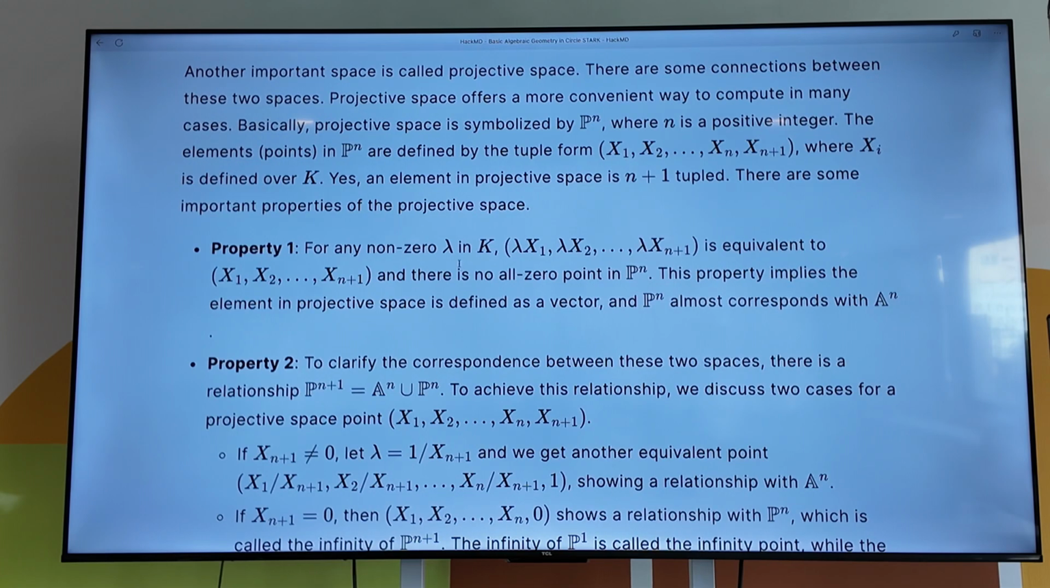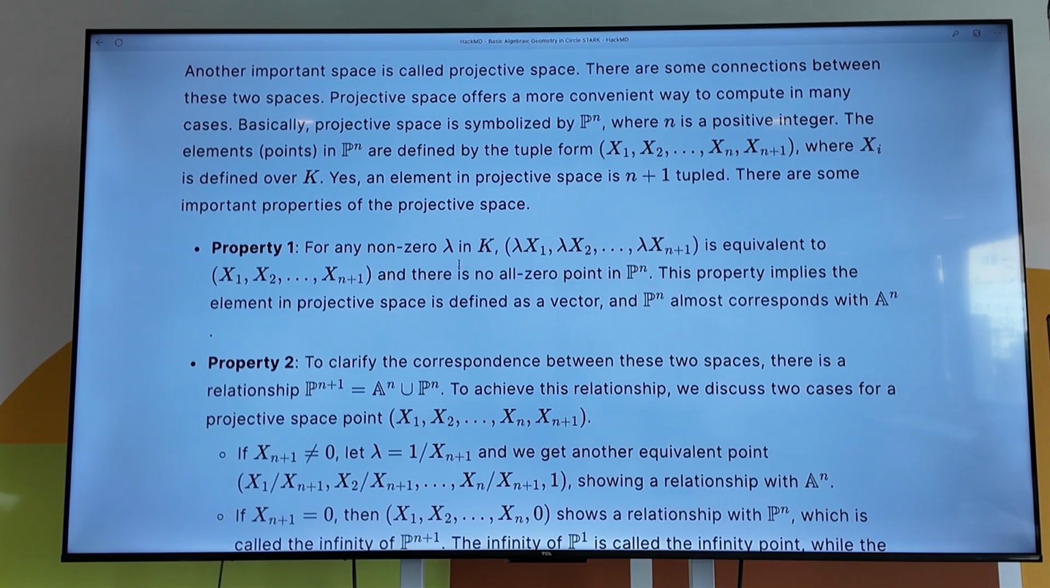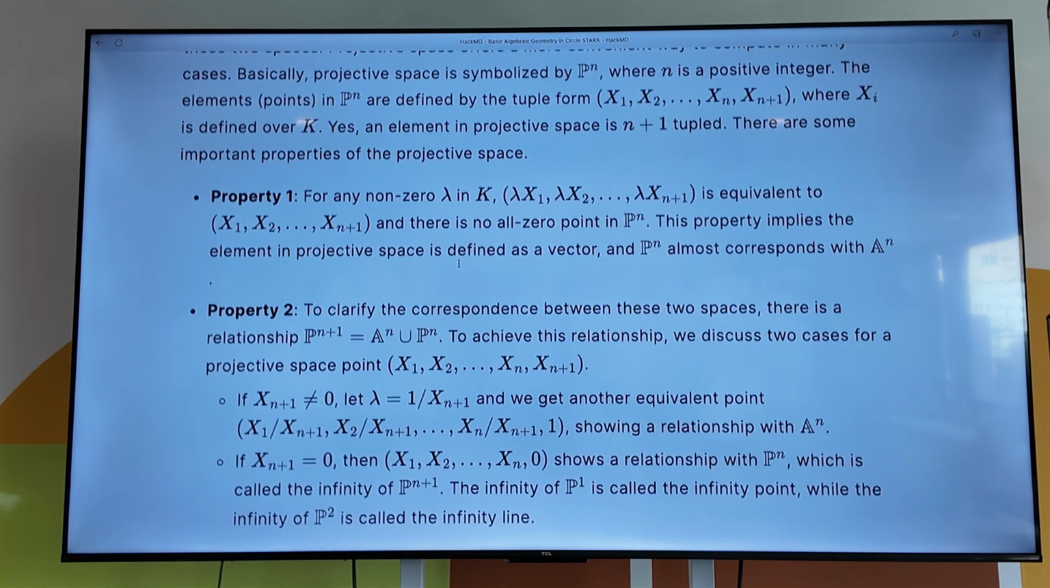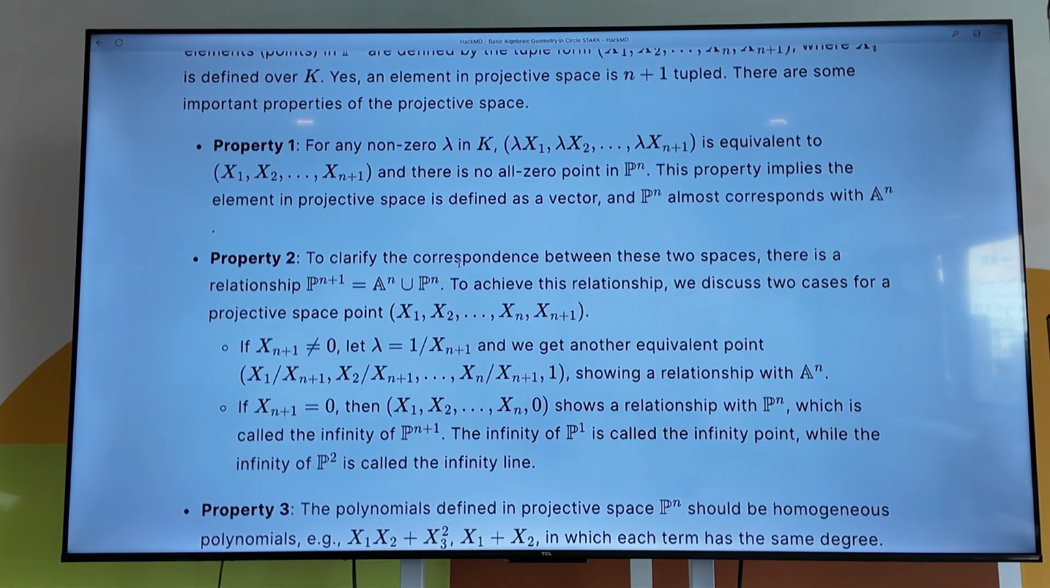The projective space has some properties because every element in projective space has its direction. Property 1 says if we have any non-zero lambda, we can multiply lambda to each coordinate, and we get a new point but the same element. That is the basic property of the projective space.